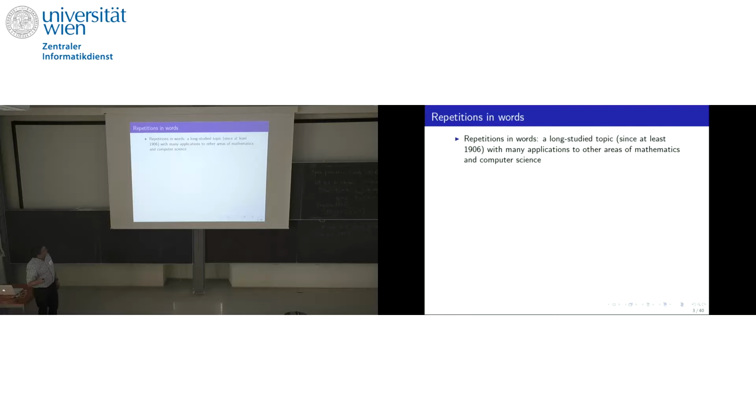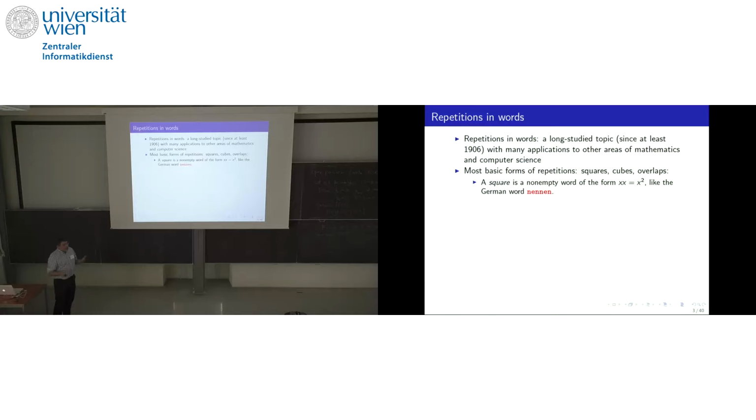So the most basic forms of repetitions that I'll talk about, probably familiar to many of you, are the squares, the cubes, and the overlaps. So a square is just a non-empty word of the form XX, so a block of letters followed by the same block again. And for example, the German word nennen is a square. There are not that many squares in German. I don't think there are any longer ones, but perhaps someone who's more fluent in German can tell me. A word is said to contain a square if some factor, and by that I mean, as we've seen earlier today, a contiguous block inside the word is a square.